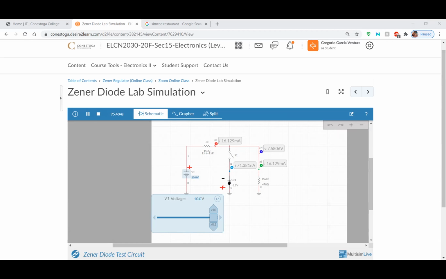because our Zener voltage is 6.2 volts. And because this Zener diode is connected in parallel with the load, as soon as the Zener diode reaches that limit of 6.2 volts, it's going to behave as a closed switch, and whatever additional current will flow through the circuit because of the fluctuation in voltage is going to go through the actual Zener diode.